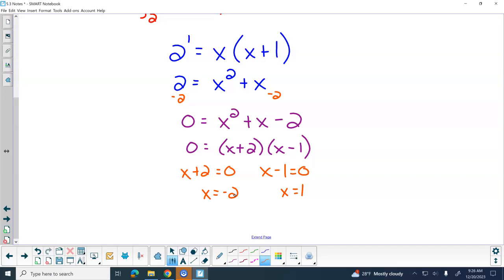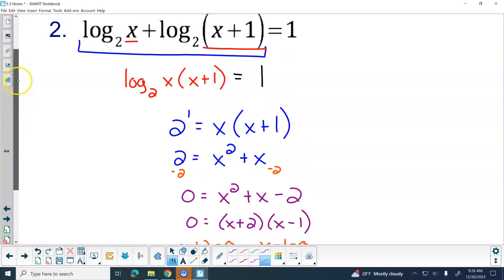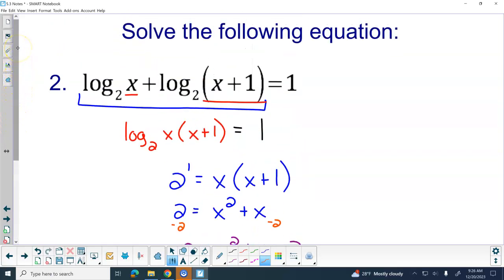Okay? All right? So we got to go back way up here. Way up here. And we have to say x equals negative 2. I'm going to check that. I'm going to go log base 2 of negative 2. Do I need to go any further, Will? Why?